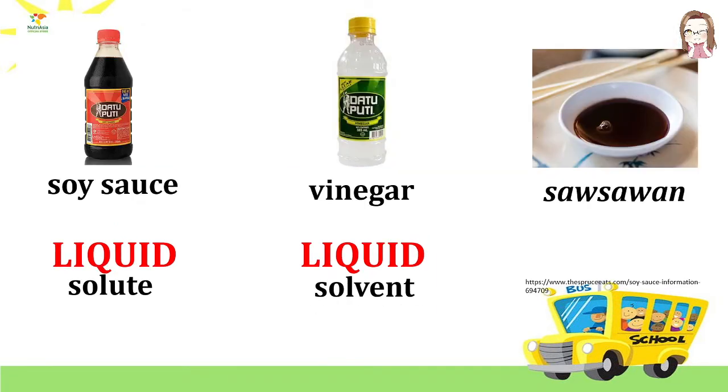Okay, next. What if we have a liquid solute, at dadagdagan natin siya ng another liquid, which is our solvent? Pwede rin tayo makabuo ng isang solution. If our solute is in liquid form, for example, we have a soy sauce, then i-dissolve siya ng ating liquid solvent, which is the vinegar, na usually in larger amount, kapag tayo ay gumagawa ng ating paboritong sausawan. So liquid solute plus liquid solvent, we can still make a solution.